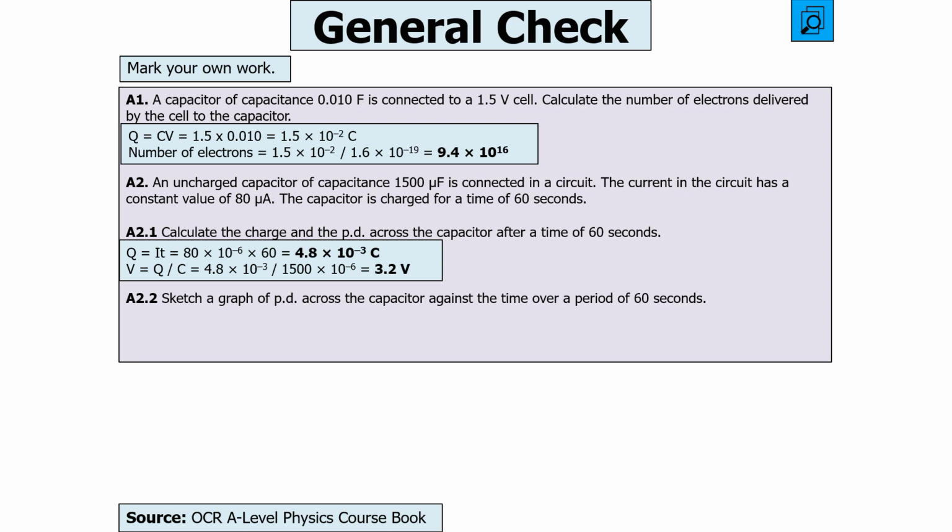Now, if you look on here, how will the potential difference go against the time? Well, you'll notice that it'll be a straight line graph through the origin, and you'll get a value of V equals 3.2 at 60 seconds, because of the answer to our previous question.